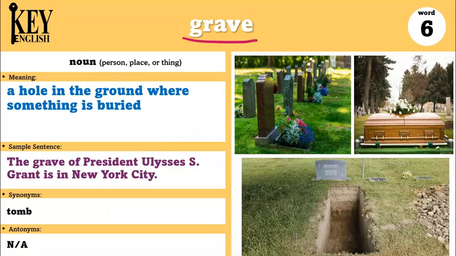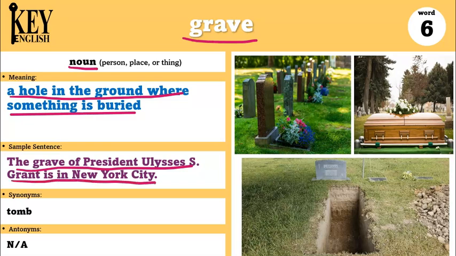Our next word is grave. Grave is a noun and it means a hole in the ground where something is buried. The sample says, the grave of President Ulysses S. Grant is in New York City. So in this sentence, there was a president that lived a long time ago, so that president already died. And that means after you die, some people will go in a grave. It's a hole in the ground. So for this president, his grave is in New York City.